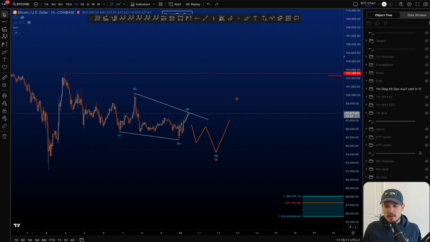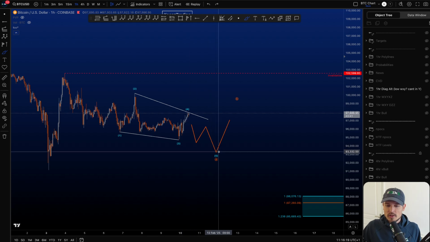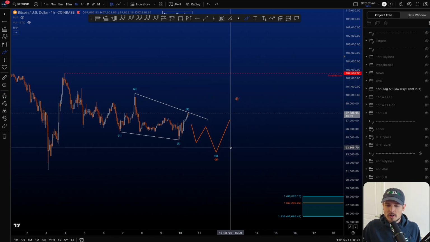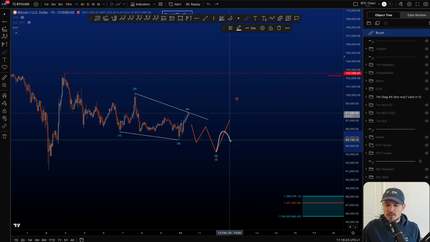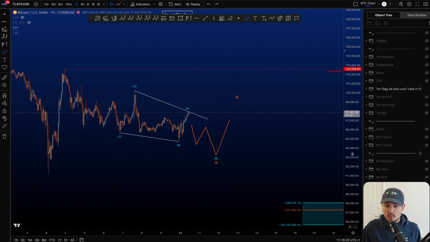This scenario is an alternative scenario, lower probability scenario, as long as at least you do not take out this low. And even if you do take out the low, it remains a lower probability scenario until this structure to the upside is a corrective structure. That is when the probabilities for a bearish scenario would increase.